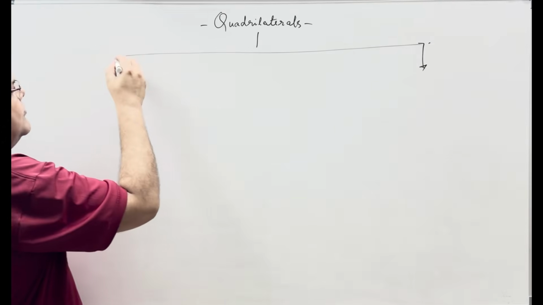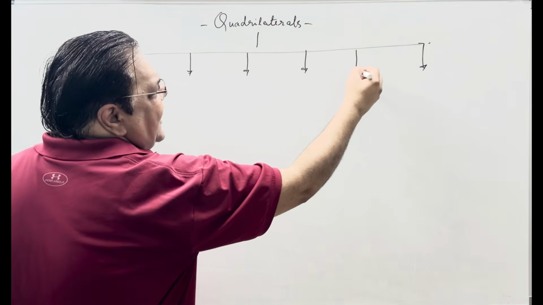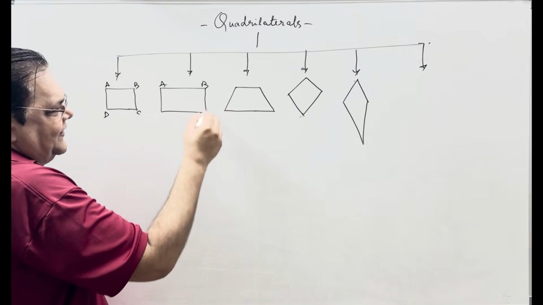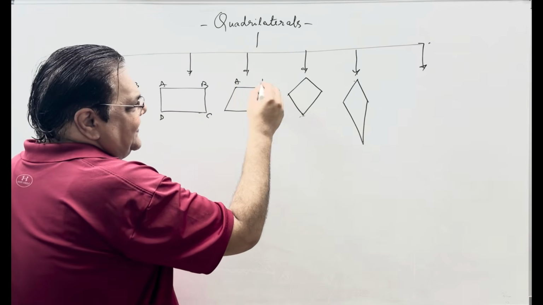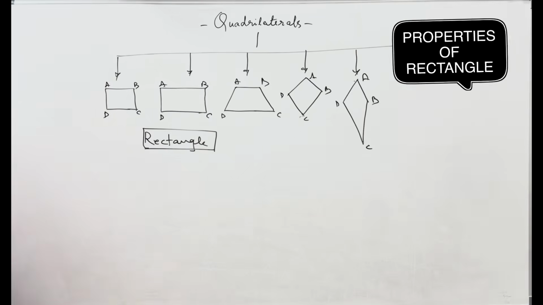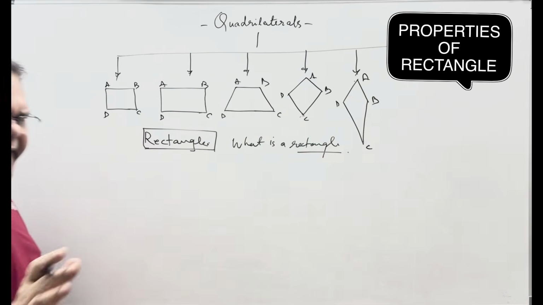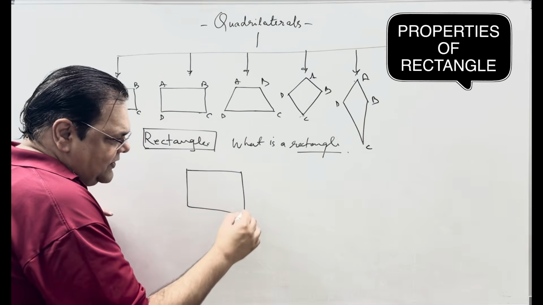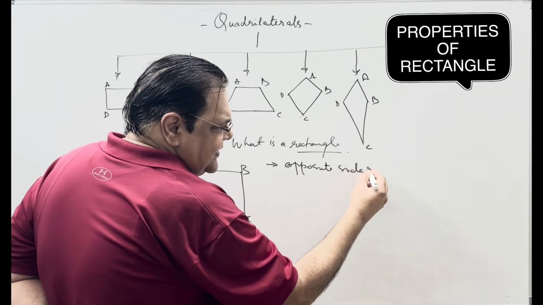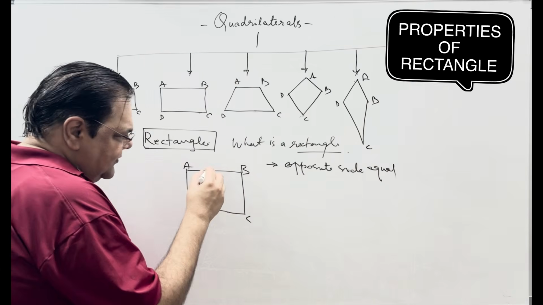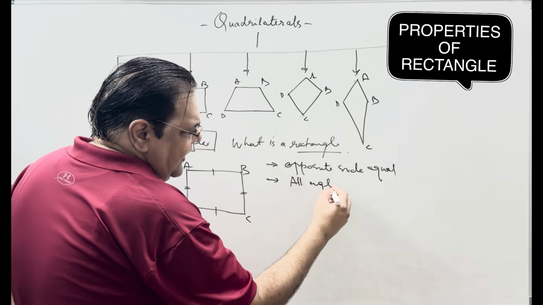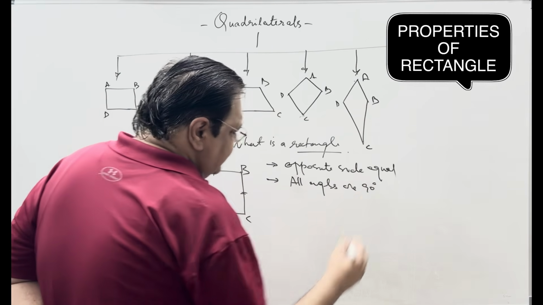Let's draw some random quadrilaterals. All are closed shapes, and they look different, but they are quadrilaterals. Let's start with rectangles. The properties of a rectangle. Rectangle is a quadrilateral. Opposite sides are equal. So this is equal to this and this is equal to this. All angles are 90 degrees.